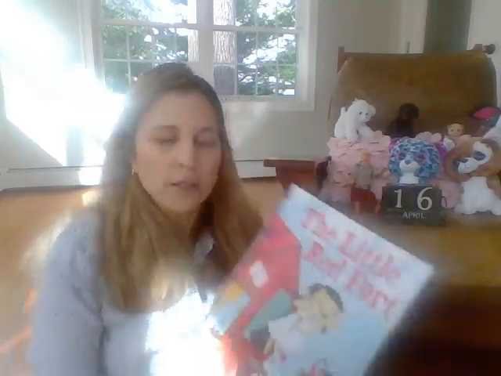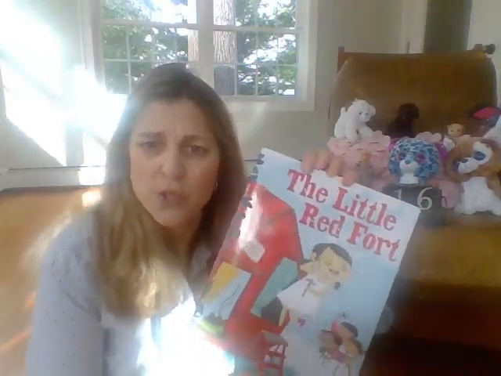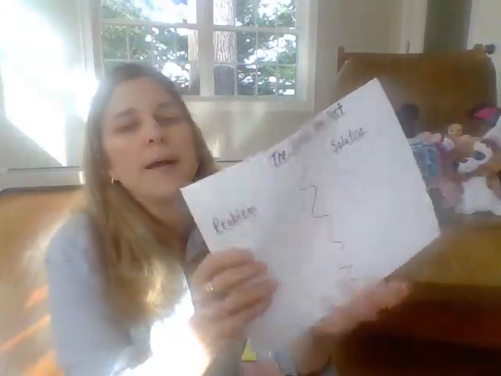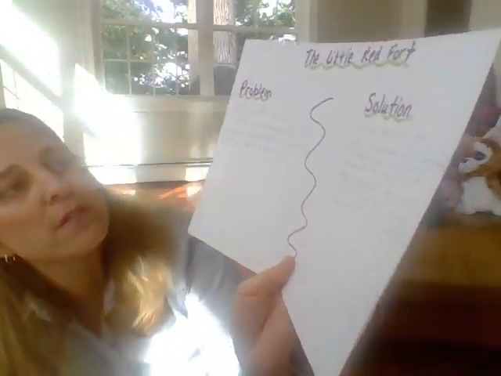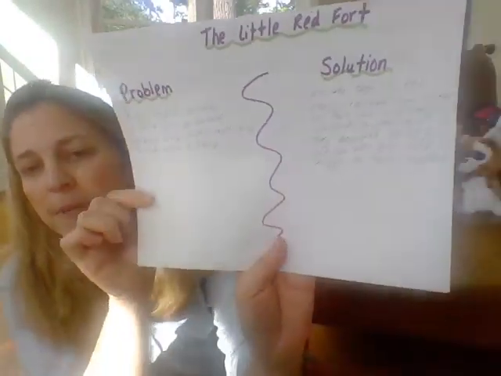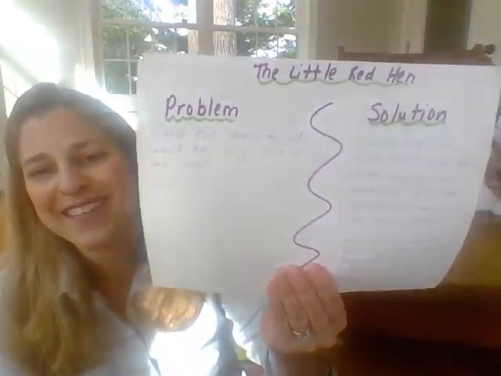Okay, so next for 2 stories that we have already listened to, I'm going to reread The Little Red Fort because it's been a little while. It's a short story. And we are going to compare the problem in the story and the way it was solved in each one of the stories. So I made little notes for us. So The Little Red Fort has a problem and a solution, and I'm going to go over that. And then I'm going to go over The Little Red Hen, the problem and solution, and that story.